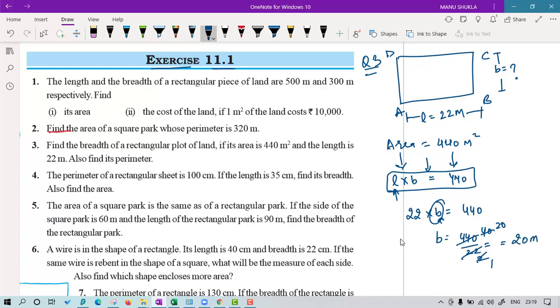We have found the breadth and now we only have to find the perimeter. That's very simple. You just have to put the values in the formula twice l plus b, which is the formula of perimeter for a rectangle. Length is 22 plus 20. When you add these two, it becomes 42. Multiply it with 2, it becomes 84. And that will be your answer, 84 meters. Now question number 4.